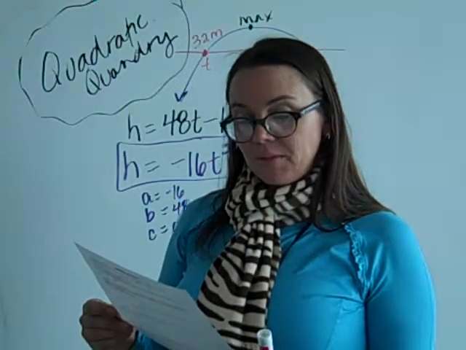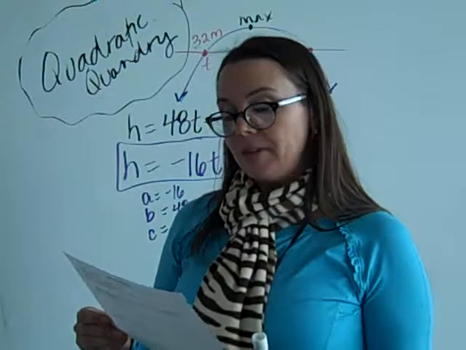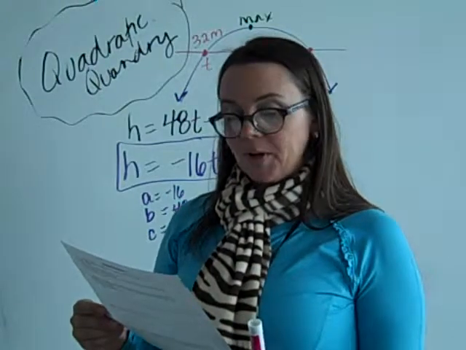The same strategy would be used for example 3 regarding a population of a city, and you're given a standard form equation there.